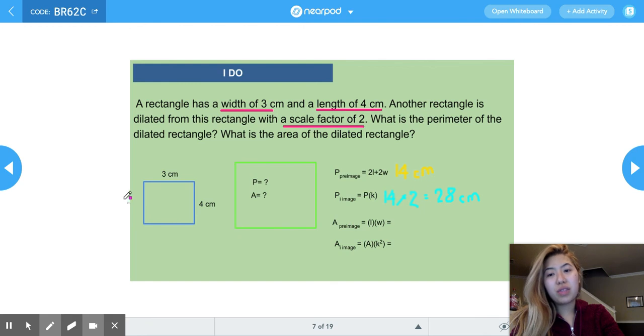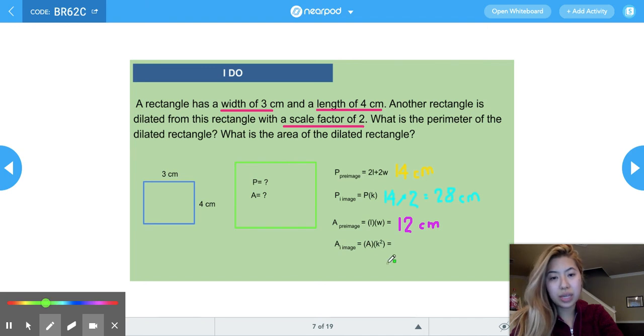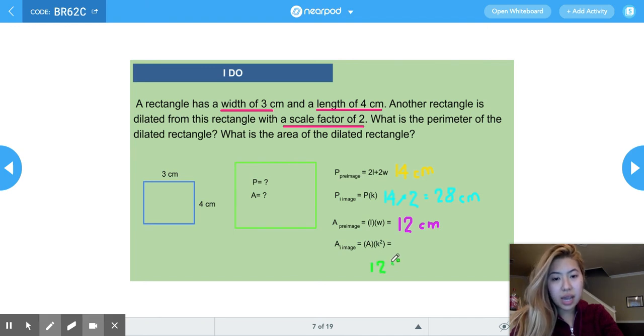Then for the area of the pre-image, 3 times 4 is 12. So we have 12 centimeters. And then to find the area of the dilated image, what I have to do is 12 times the scale factor squared. So 12 times 2 squared is the same thing as 12 times 2 times 2, which is 48. So our dilated rectangle's area is 48 centimeters squared.